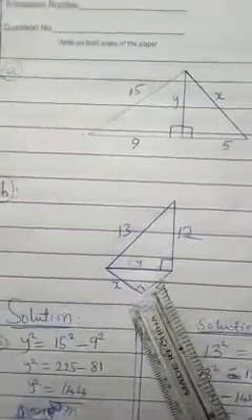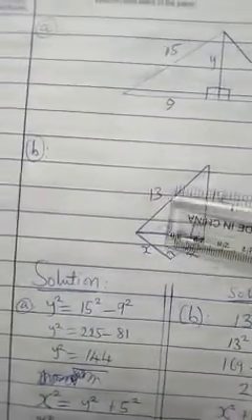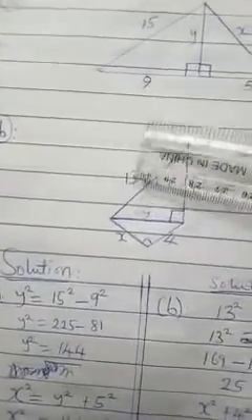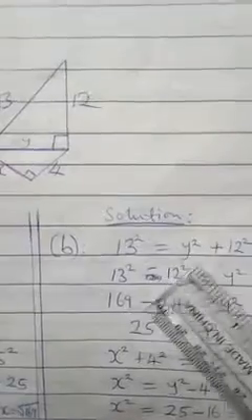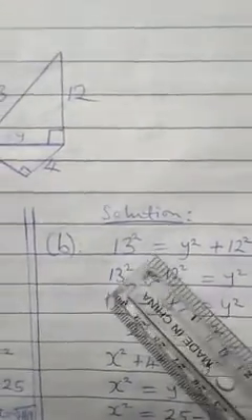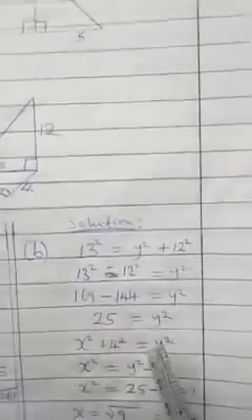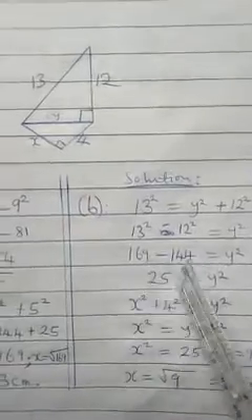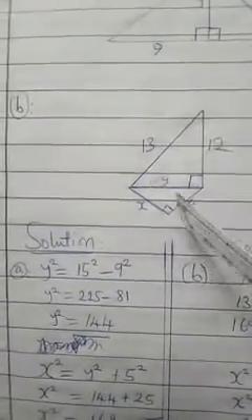Let's consider B. In B, you also have two triangles, where you have sides 13, 12, y, and another triangle you have y, x, and 4. So let's select the first one having sides 13, y, and 12. So you have 13 square is equal to y square plus 12 square. 13 square minus 12 square will give you y square. 13 square means 13 times 13, which is 169. 12 square means 12 times 12, which is 144. So 169 minus 144 will give you 25. That is y square.